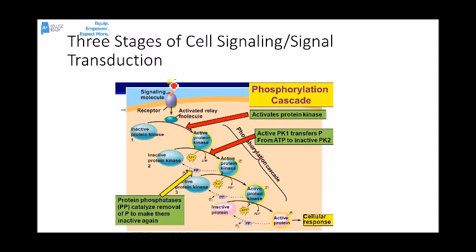So in this case, we have one ligand binding to one receptor. That receptor changes shape, activates a molecule called protein kinase 1. This then phosphorylates, it gives a phosphate group to another protein kinase, here labeled protein kinase 2, that activates it. That activates another one by phosphorylation, which activates another one, until at the end, we get the enzyme or the protein activated that we really want to activate.